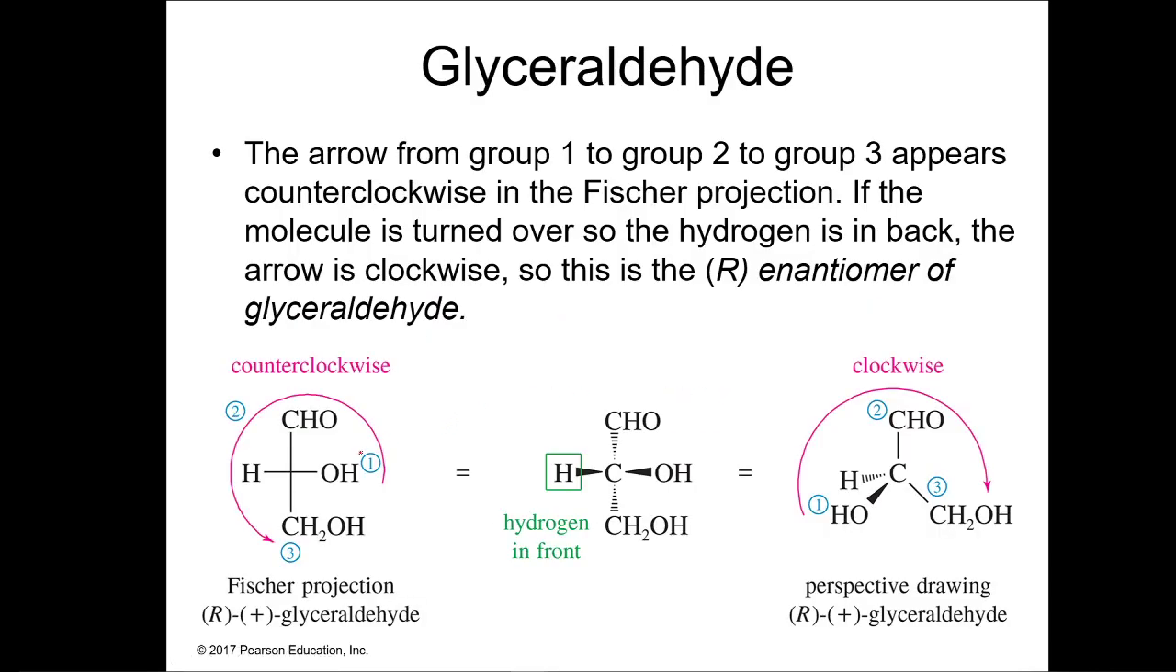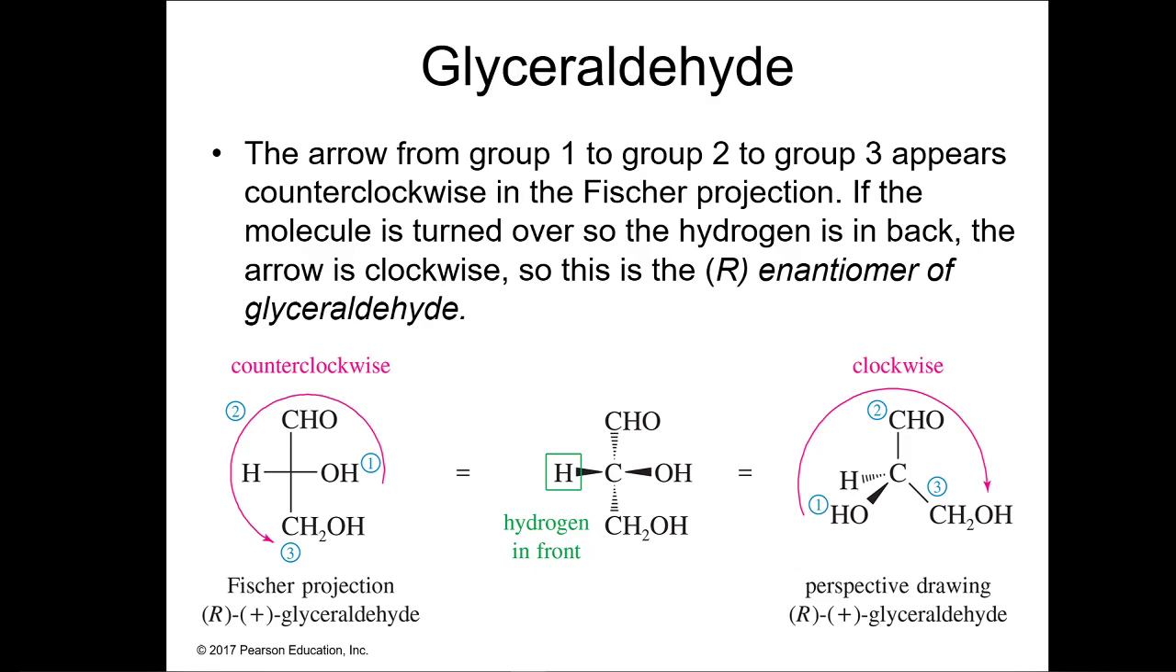With glyceraldehyde, you ignore the hydrogen, because the hydrogens always end up on the sides, and this is where it gets tricky. Because the hydrogens are pointing towards you instead of away from you, the rotation is reversed. Remember, if the hydrogen's pointing away from you, then going clockwise gives you R. Now the hydrogen is pointing towards you, so clockwise gives you S.